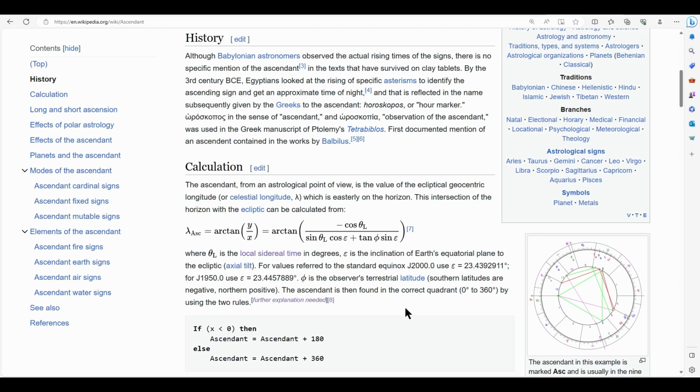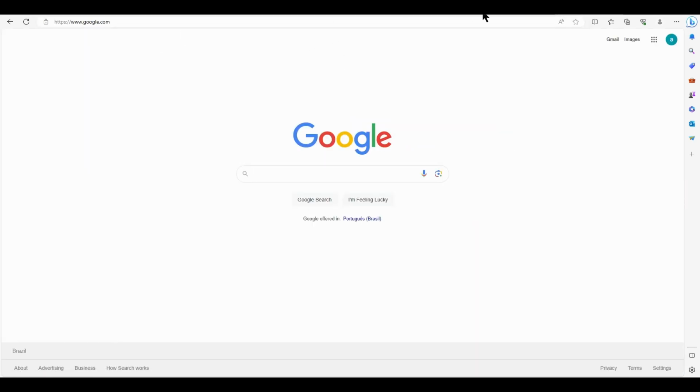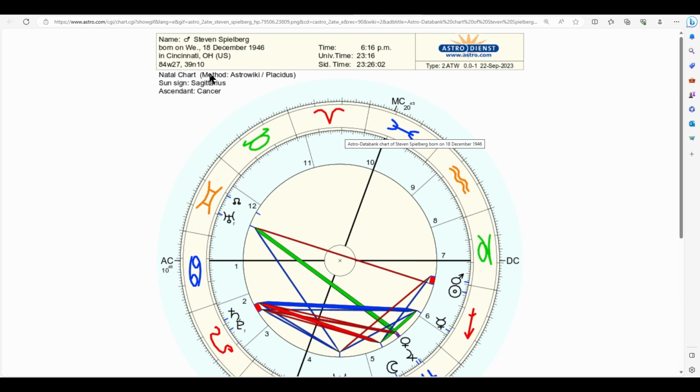So you can look up on Google the latitude of the place you're going to use for Steven Spielberg. Just go here, and I know that the city is Cincinnati, right? You can also use this one here. So latitude is the number that says if it's north or south, and in which degree of north or which degree of south it is. So we have here Cincinnati, the birthplace of Steven Spielberg, is 39 degrees and 10 minutes. So we're going to use that.